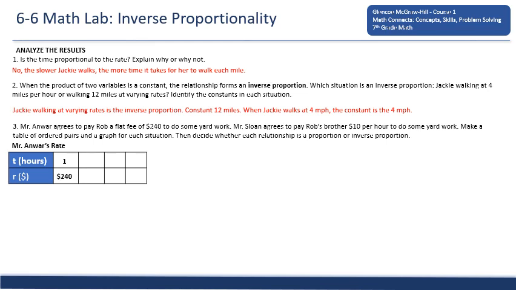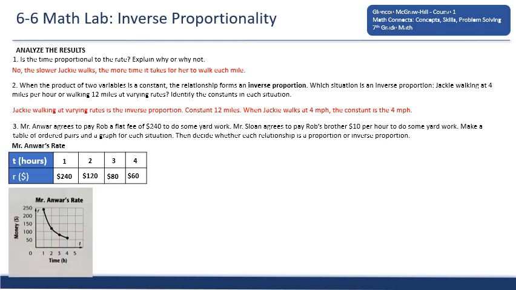So Mr. Anwar's rate, here's our table. 1 hour is $240. 2 hours would be $120 an hour. 3 hours would be $80 an hour. And 4 hours would be $60 an hour. So if we were to graph that, he would be making less money per hour the more hours that he works. So that is an inverse proportion.